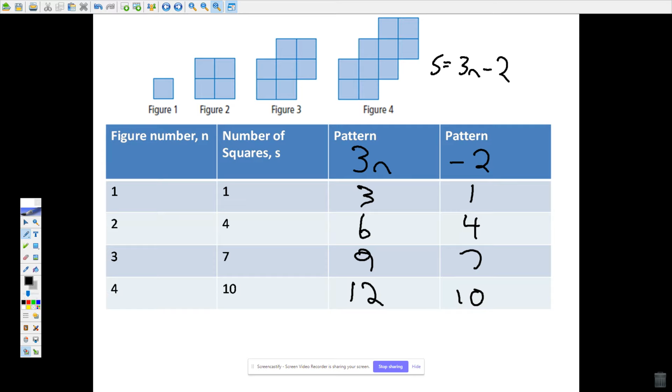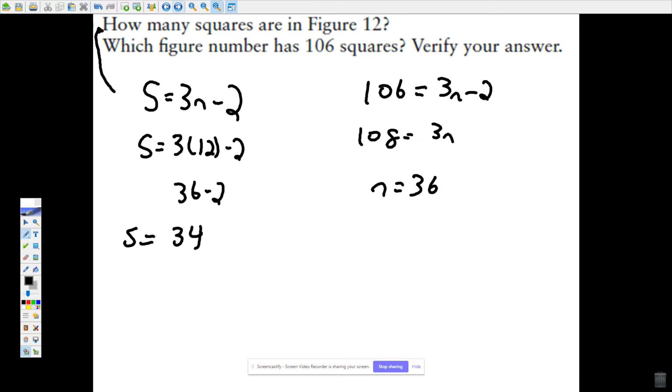Getting this equation correct is very important because you're going to have to use this equation to answer the next 2 questions. The next question was right here. How many squares are in figure number 12? Well, you take your equation, S equals 3n minus 2, and they told us that it was figure number 12, so we subbed a 12 in for the n. Now we go 3 times 12 is 36. 36 minus 2 is 34. Therefore, there are 34 squares in figure number 12.